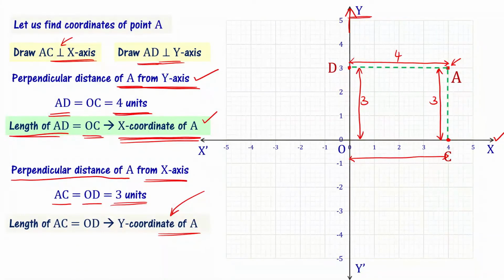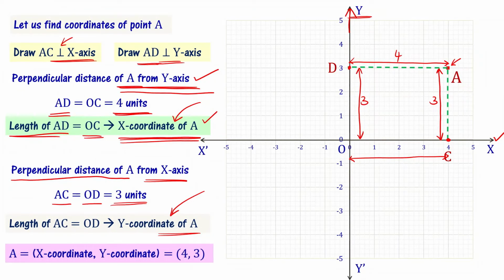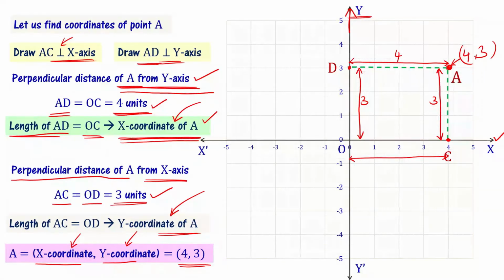Okay, the perpendicular distance of A from the y-axis is called the x coordinate of A. Please note this. So the coordinates of A are going to be x coordinate, comma, y coordinate. We write it like this, in brackets: x coordinate comma y coordinate. The x coordinate value is 4 units and the y coordinate value is 3 units. So we write 4 comma 3. So this point A is (4, 3). Locating a point means this is how we are going to locate a point.